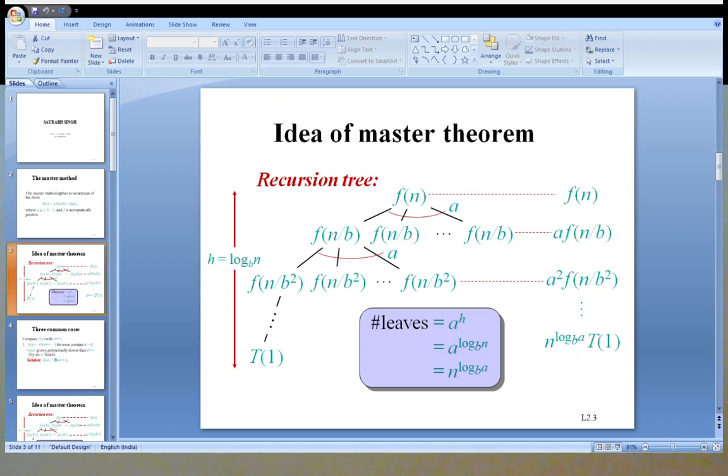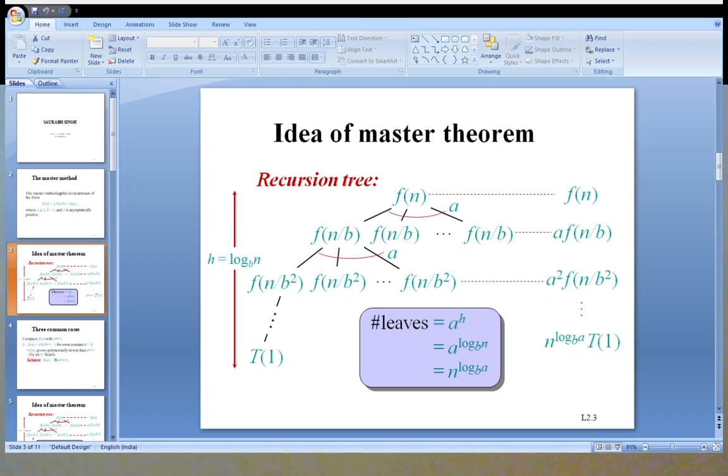The number of leaves is equal to a raised to the power h, and we have found that the height is equal to log n base b. Using the simple logarithmic equation, we can write a raised to the power log n base b is equal to n raised to the power log a base b. So that will be the total cost.